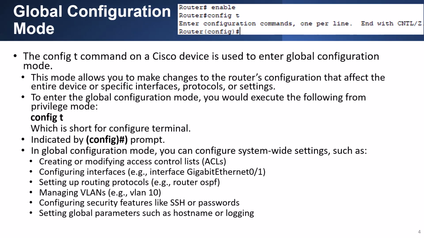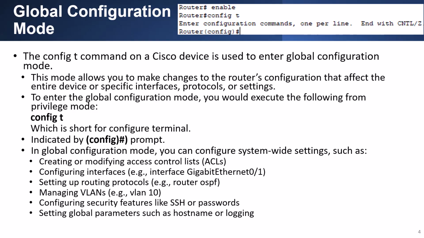The config T command on a Cisco device is used to enter global configuration mode. This mode allows you to make changes to the router's configuration that affect the entire device or specific interfaces, protocols, or settings. To enter the global configuration mode, you would execute the following from privilege mode: config T, which is short for configure terminal. It is indicated by the config pound prompt.